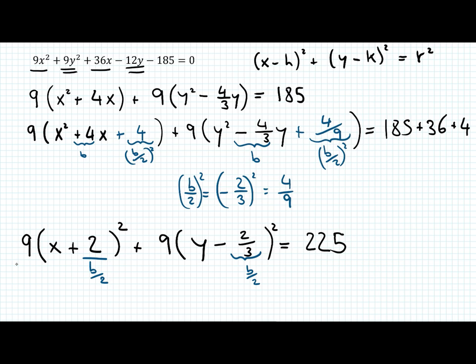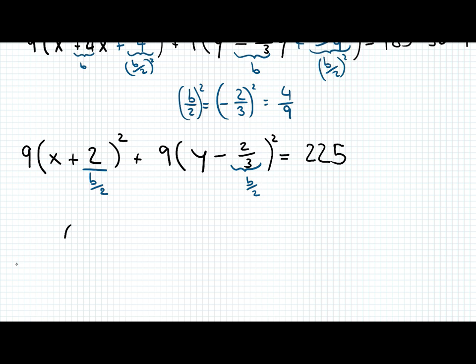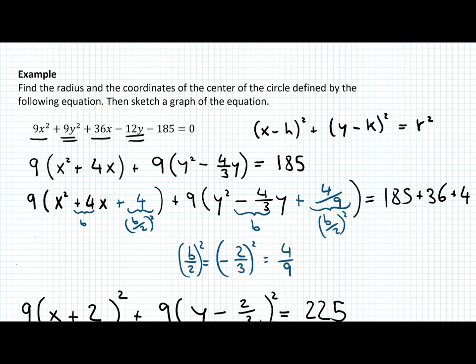Now what we can do is divide by 9 on both sides. So let's divide by 9, and we're actually going to end up with a nice answer. So here we have (x plus 2) squared plus (y minus 2/3) squared, and that is equal to 25. So we actually just found the equation of the circle right now. So that's part of the problem.